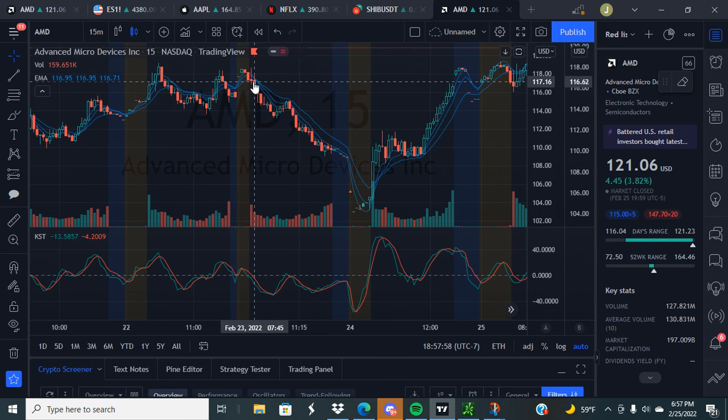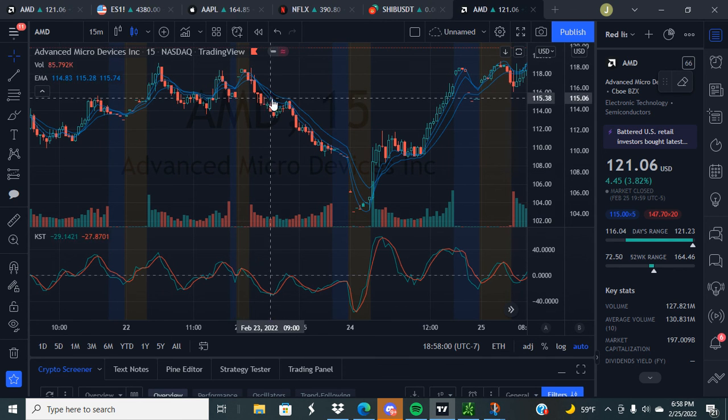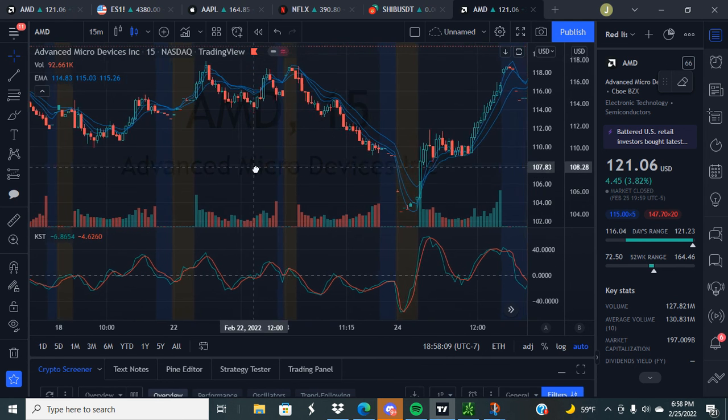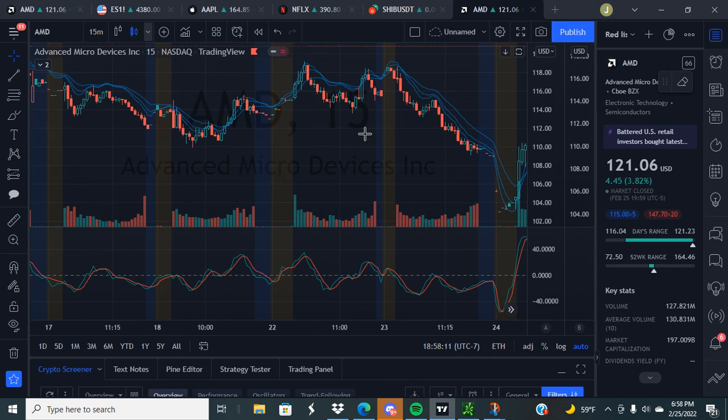Now the short side works the same way. These act as great resistance, and you can see here you're shorting pretty much every pop on a downtrend. As that KST can't fully recover and it's in a downtrend all day, that's a great shorting opportunity.